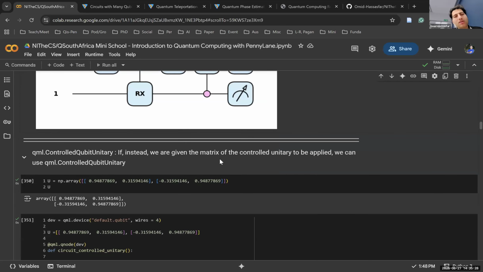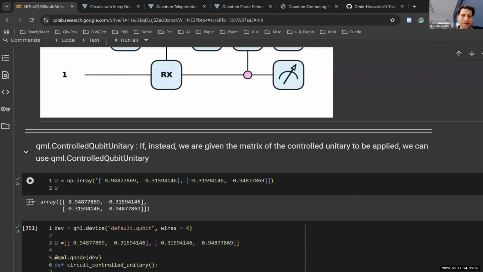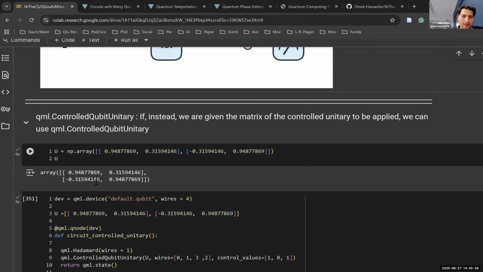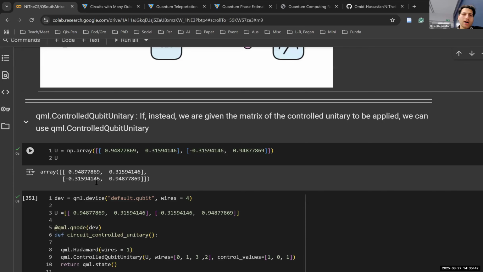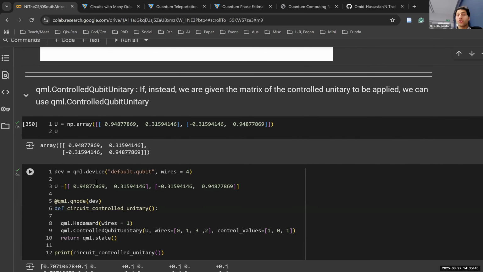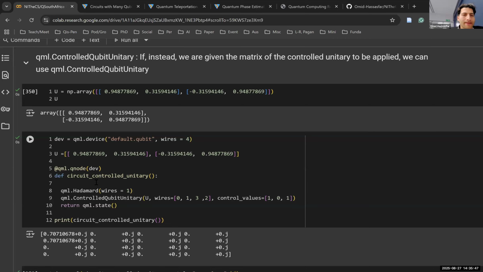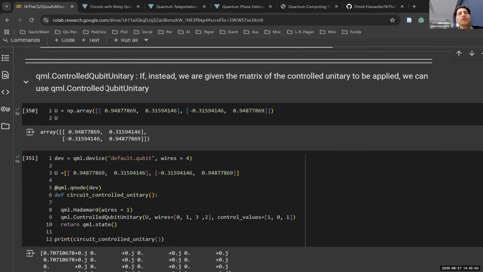But what if I have a custom matrix? If I have a custom matrix like this, of course, it should be unitary. You can check it later. But I want to apply this custom matrix like a controlled gate. I think I showed you qubit unitary, if you don't want to define control but just want to define a matrix as a gate. You can use qubit unitary. But here you need to use controlled qubit unitary.